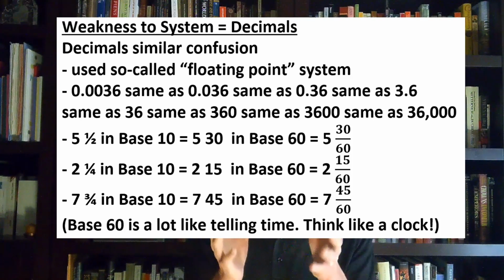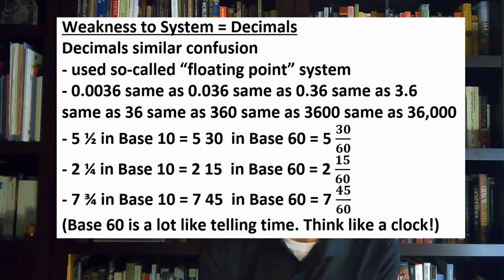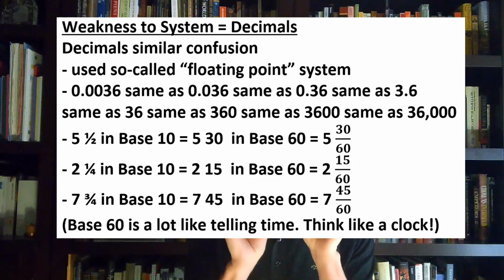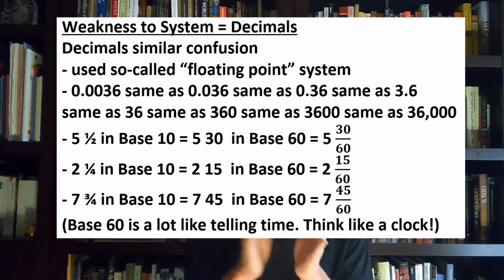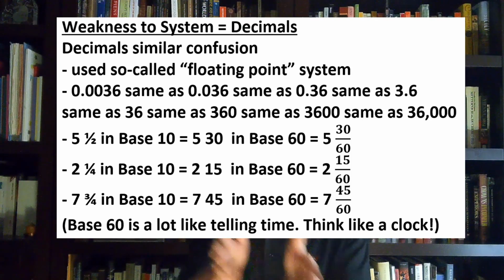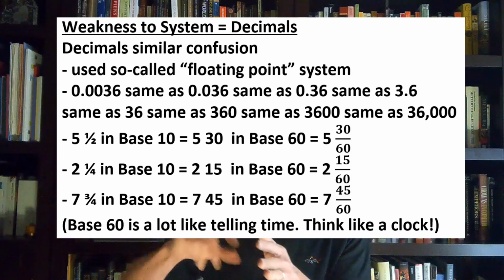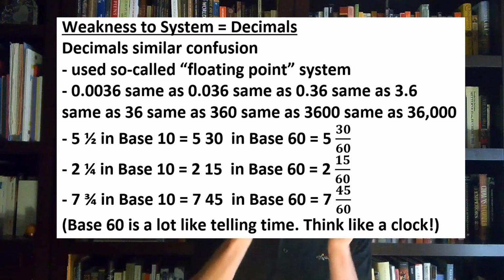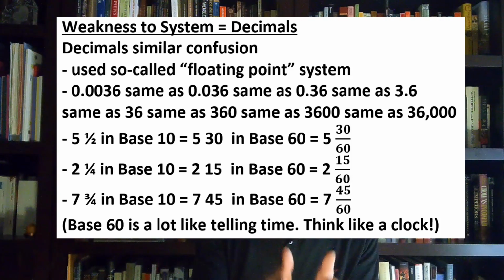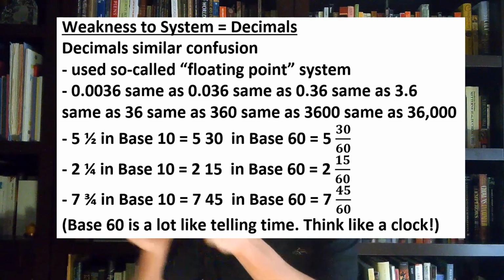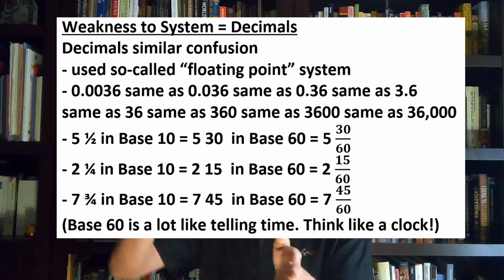So give me another example. Let's say 2.25. So 2.25 in base 10. Now we're going to convert to base 60. That would be 2 space 15. And again, it's like 15 over 60. That's your 1/4. 7 3/4 would be 7 and then space 45. So again, 7, and then it's like having 45 over 60. We're thinking like we're looking at a clock. So decimals could be a little bit confusing. You definitely have to know your context.